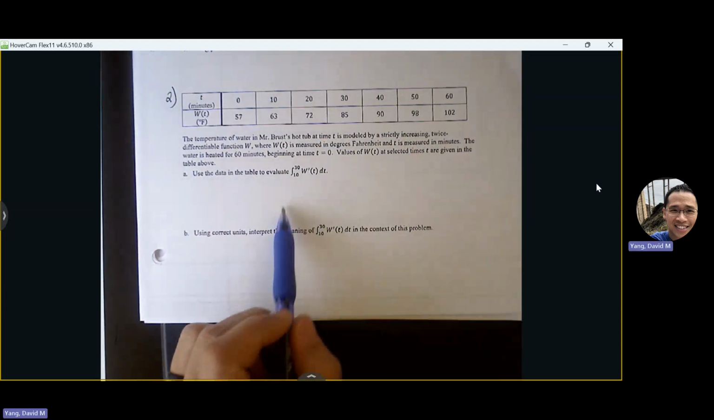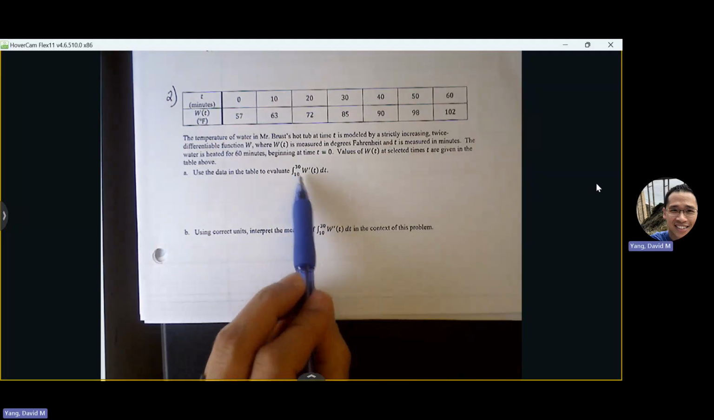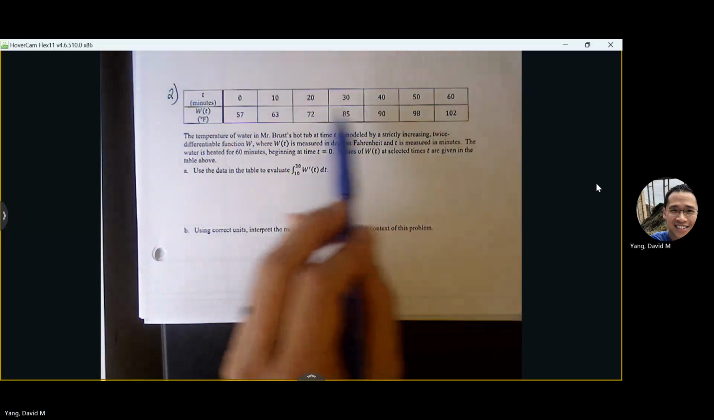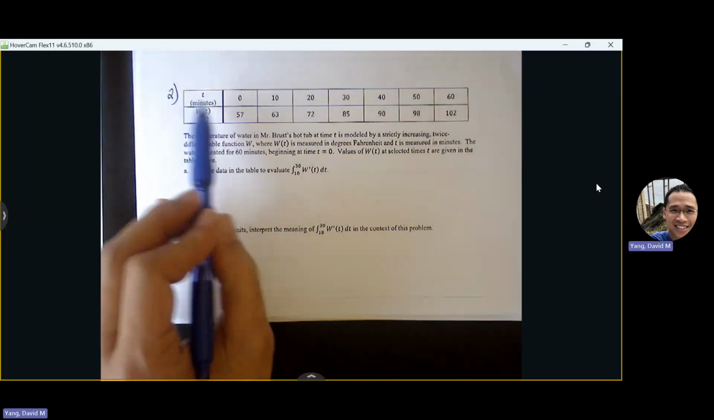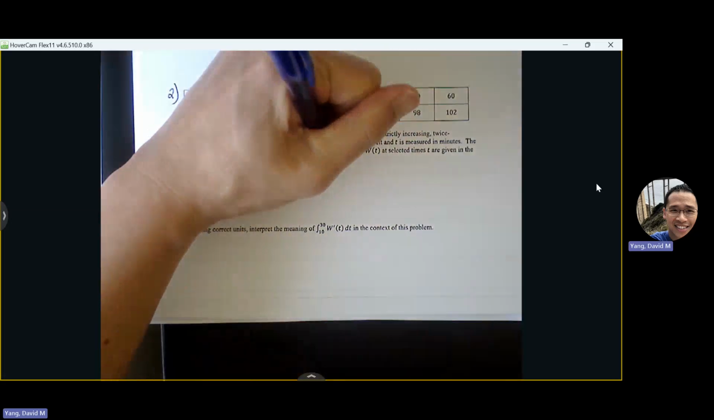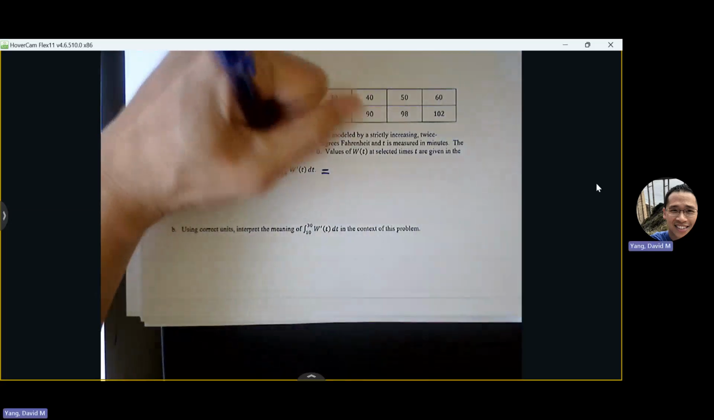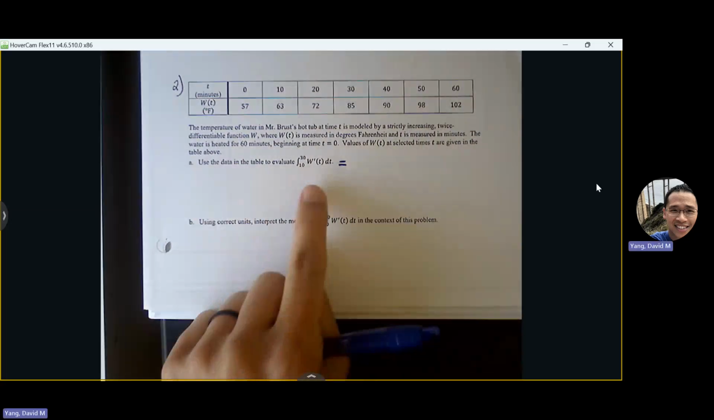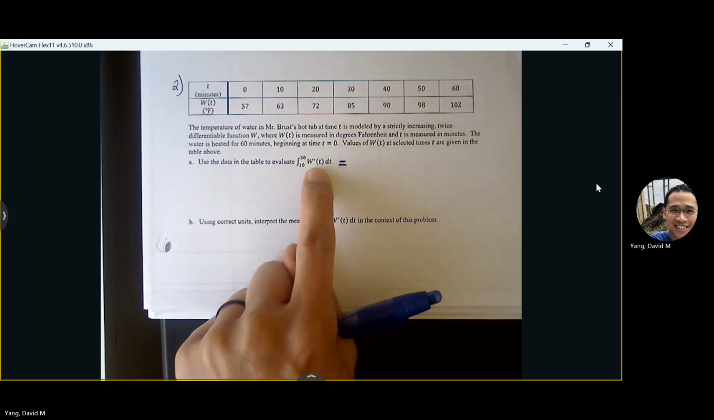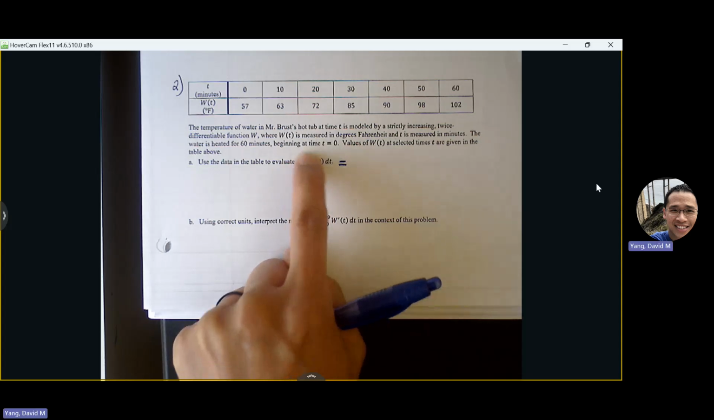says use the data in the table to evaluate the definite integral from 10 to 30 of W prime. Now, if you look, we don't have W prime here. So this is not finding the area under W of t, because this is a different function. But we can use the first theorem to create something that is usable. If I take the antiderivative of W prime, what's that going to turn into? W prime is going to rise up to what level? W of t.